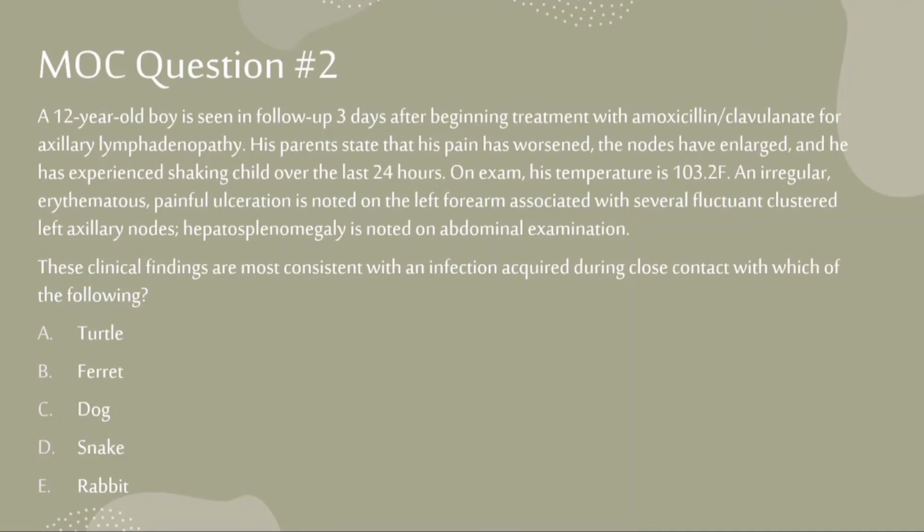So what has he been playing with? Rabbit. Yep, perfect. So this is rabbit. They're hinting at tularemia again. Here we're going to usually treat with gentamicin or streptomycin, especially since he's got some significant systemic symptoms.